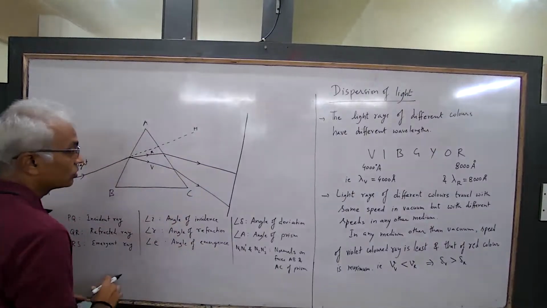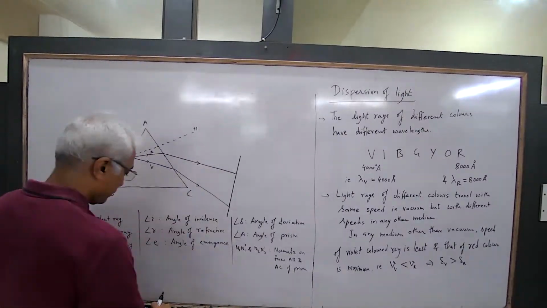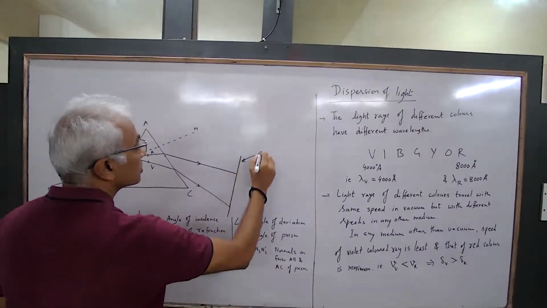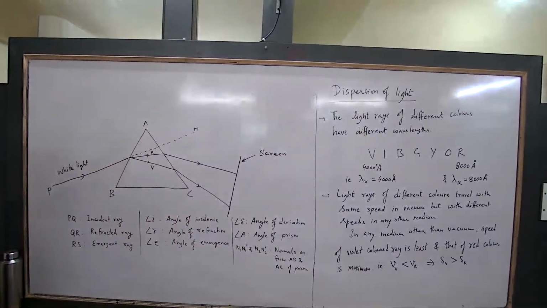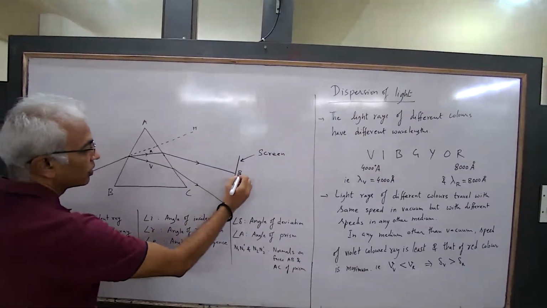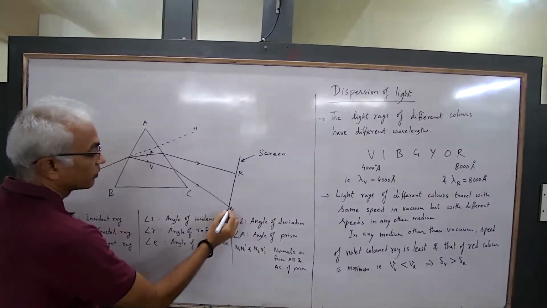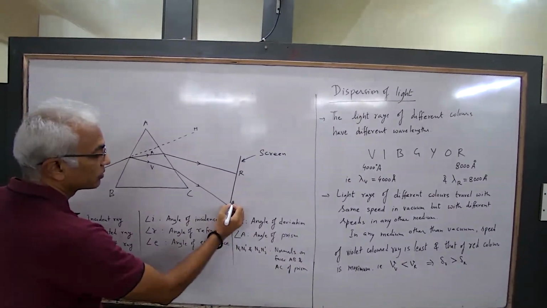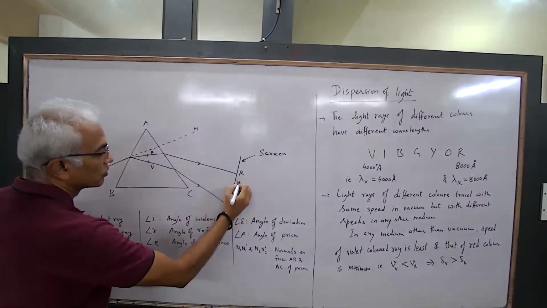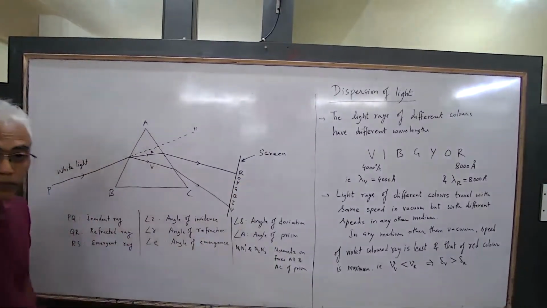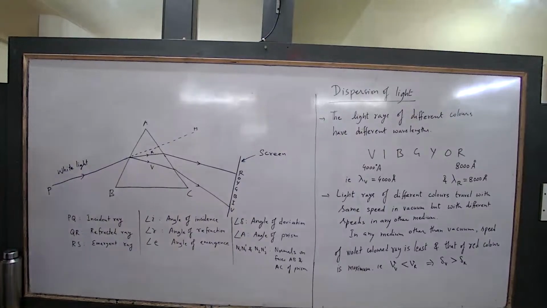So I think this is understood. So this is your screen. Red color on top and violet at the bottom, all other colors in between. This is what will happen.